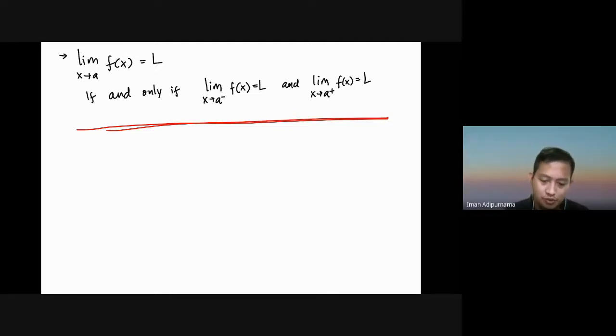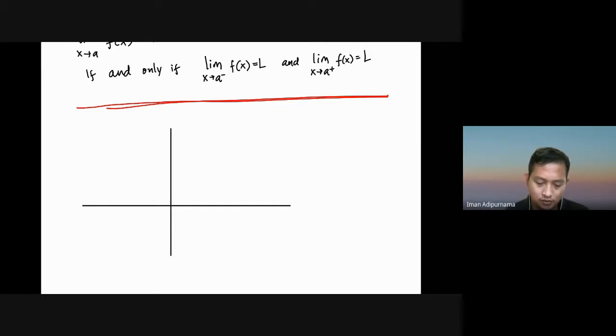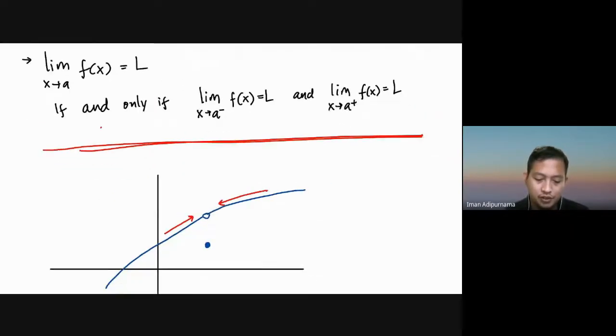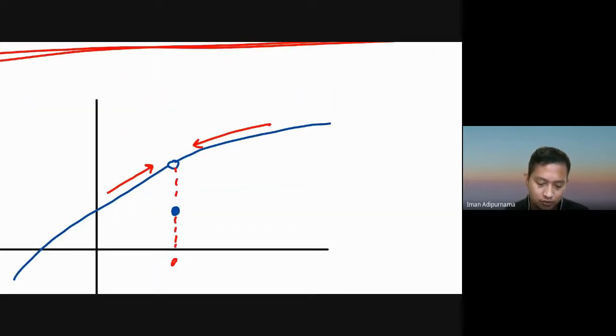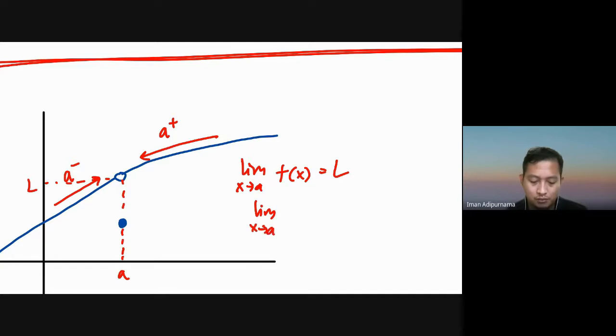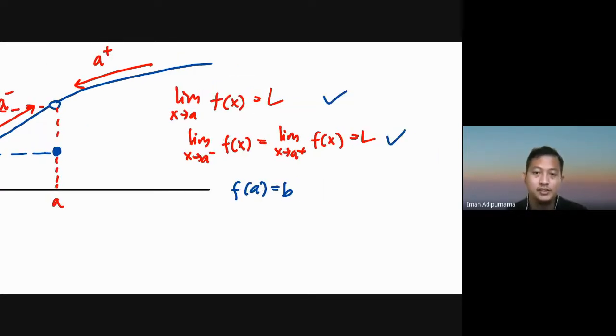Yeah, it has. For example, let me draw for you. Maybe here, and you have another point here, right? If we are going from here, and from here, we all have this definition correct, right? Maybe this is a. From the right approaching a, it has the limit here, let's say L. It has a limit because the limit from the left equals the limit from the right. Although we have maybe this is b, although f(a) is b, it's still correct. Still, this is a limit.